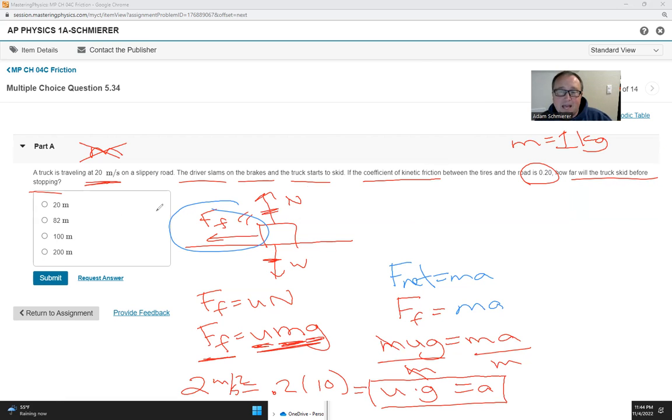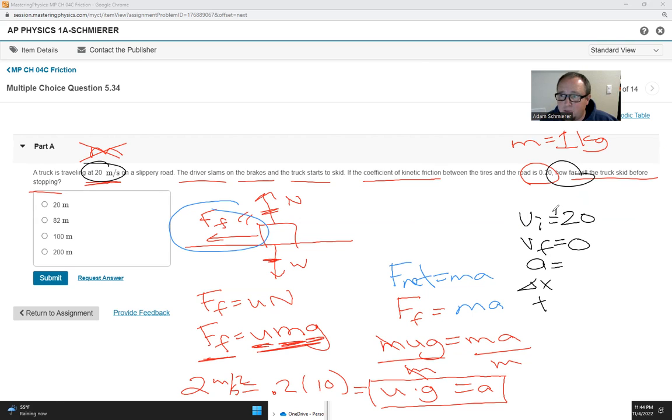But let's look at what the problem is asking us. It's saying, how far? Oh, shoot. So now I'm back to my kinematics setup: V initial, V final, acceleration, displacement, and time. My initial velocity is 20. My final velocity is zero. If my velocity is positive 20, my acceleration has to be -2 meters per second squared. And it says how far?